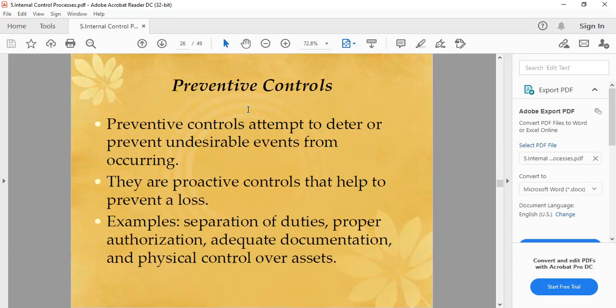So this is going to involve more costs, especially with the implementation of preventive and detective controls. However, this is just the short run. In the long run, more savings will be obtained by the business, as opposed to corrective controls, wherein in the short run it's going to be really costly, and even more so in the long run if the costs are accumulated. Moving on, as defined, preventive controls attempt to deter or prevent undesirable events from occurring.